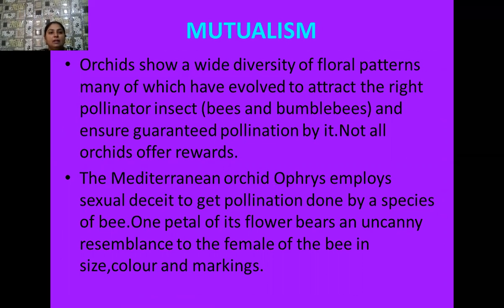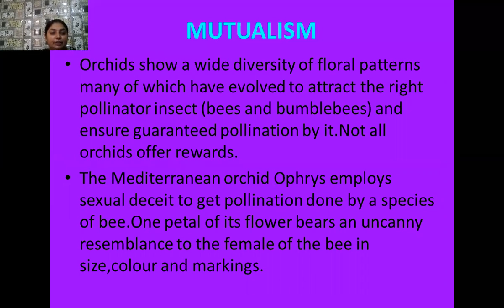Okay, student. Now I want to tell you the second very interesting example, and that is of orchids. So what are these orchids? These orchids are plants which have beautiful flowers. They have a wide diversity of floral patterns. Many of them have evolved to attract insect pollinators, and their insect pollinators are generally bees or bumblebees. These bees and bumblebees ensure guaranteed pollination. Not all orchids offer rewards, but some of the orchids generally offer rewards to these insects.